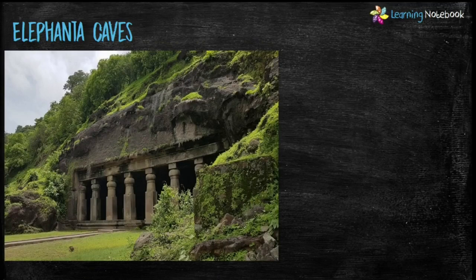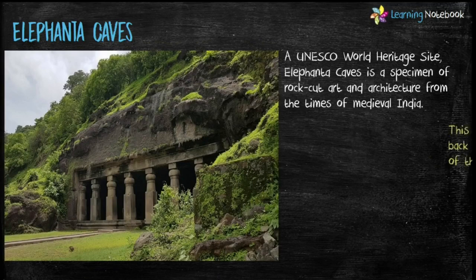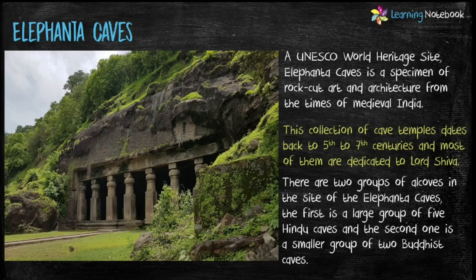Next place is Elephanta Caves. A UNESCO World Heritage Site, Elephanta Caves is a specimen of rock cut art and architecture from the times of medieval India. This collection of cave temples dates back to 5th to 7th centuries and most of them are dedicated to Lord Shiva.